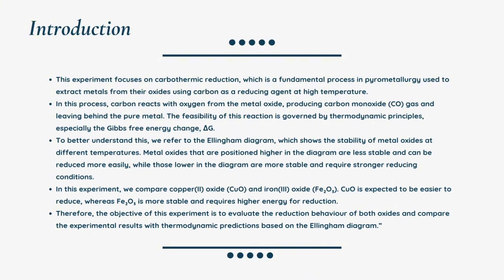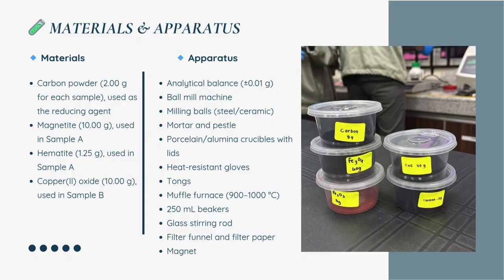In this experiment, carbon acts as a reducing agent. It removes oxygen from the metal oxide and produces pure metal. According to the Ellingham diagram, copper(II) oxide is easier to reduce compared to iron(III) oxide because it has lower stability. The materials used in this experiment include carbon powder, magnetite, hematite, and copper(II) oxide.